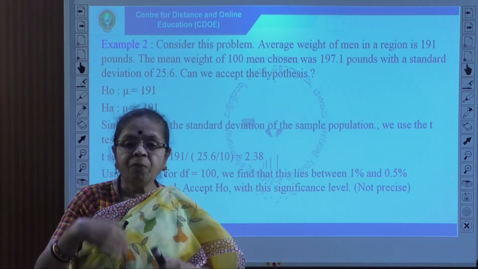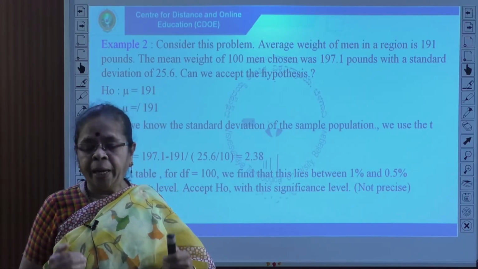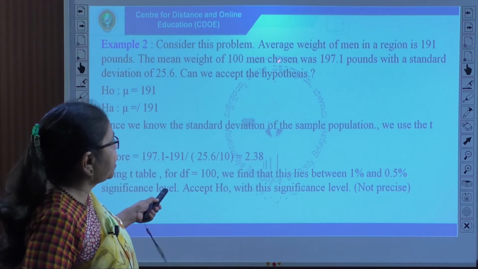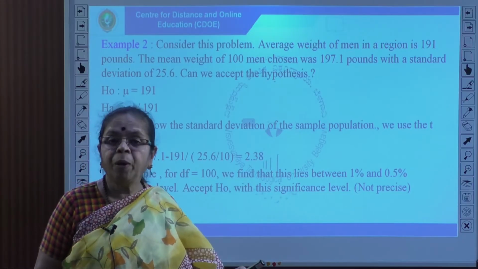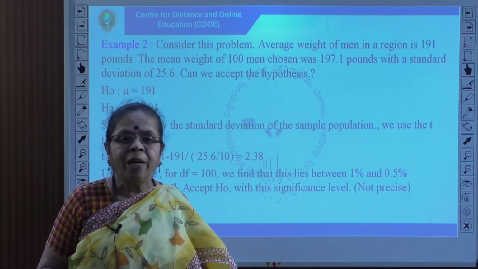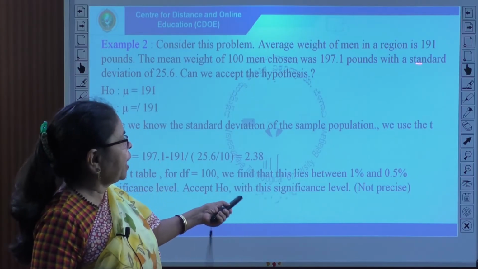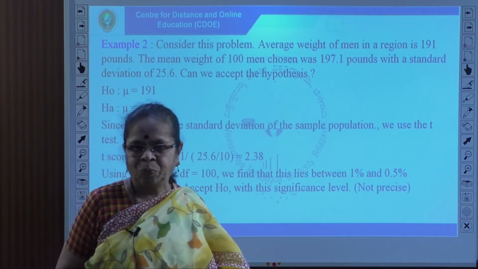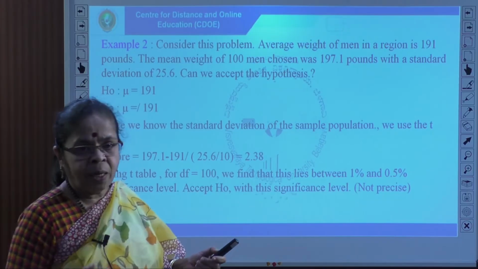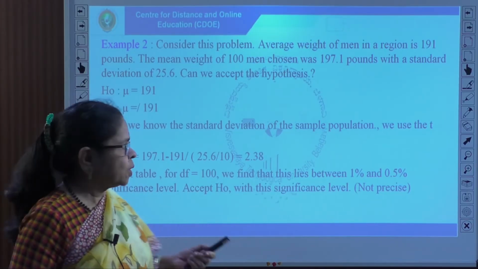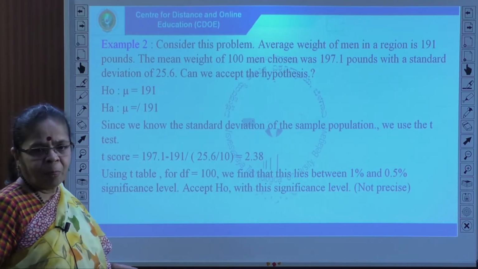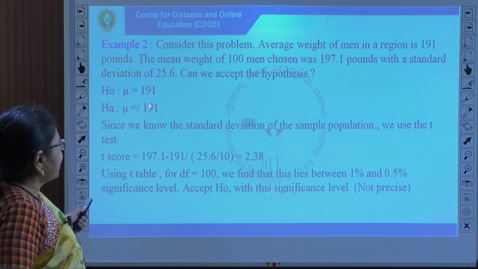Another way of saying it is that the sample of these 100 men comes from the same population whose average was 191 pounds. So, whether I have sampled correctly or not. Now let us see how we propose the hypothesis. What is my hypothesis? Mu is 191, and HA, mu is not equal to 191.